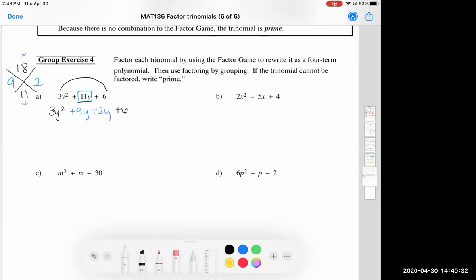Now I want to group my first two and my last two. Looking at my first two, I can factor out a 3y. If I factor out 3y, I'm left with y plus 2. Looking at my last two, I can factor out a 2. If I factor out a 2, I'm left with y plus 3. Notice we don't have the same thing in the parentheses, so that means we made a mistake. That should have been a 3 for that first one.